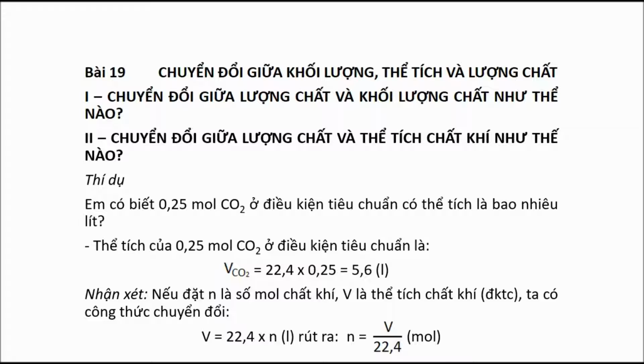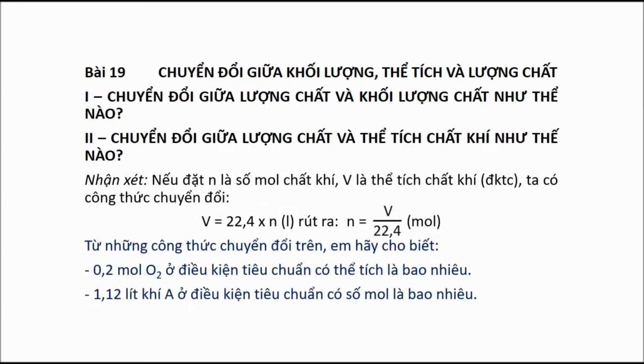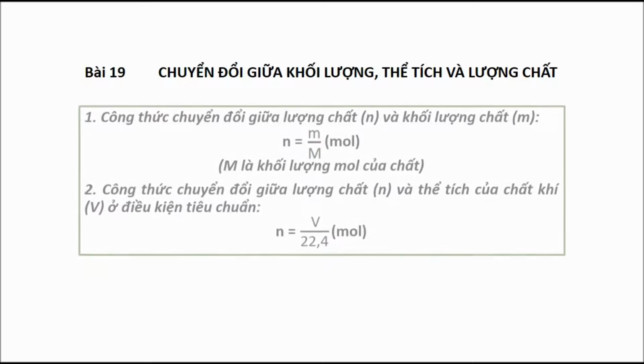Remark. Let n be the number of moles of a substance and V be the volume at SDP. We have the following formulas: V equals 22.4 multiplied by n liters, which implies n equals V over 22.4 mole. From the above converted formulas, indicate what is the volume of 0.2 mole of O2 at SDP, and what is the number of moles in 1.12 liters of gas A at SDP.